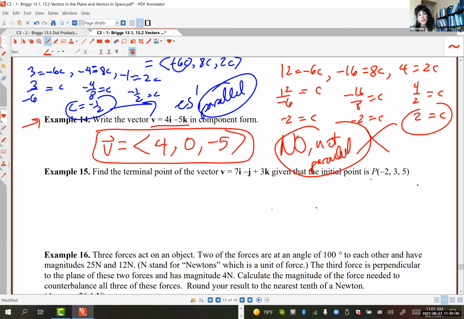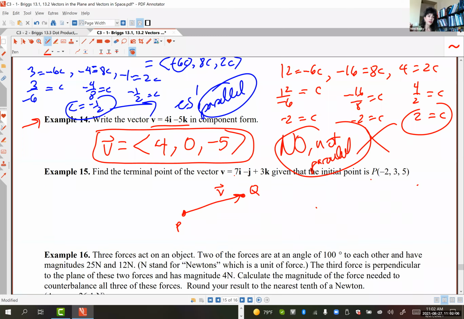This is a retro engineering backwards kind of problem. What do you mean retro? Well, the forwards type is like, here's an initial point P, here's a terminal point Q. If you form the vector PQ, the way you do it is you go terminal minus initial, terminal minus initial, terminal minus initial, boom, and you're fine.